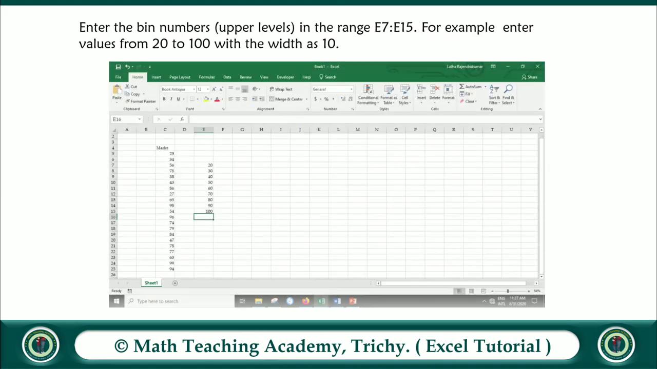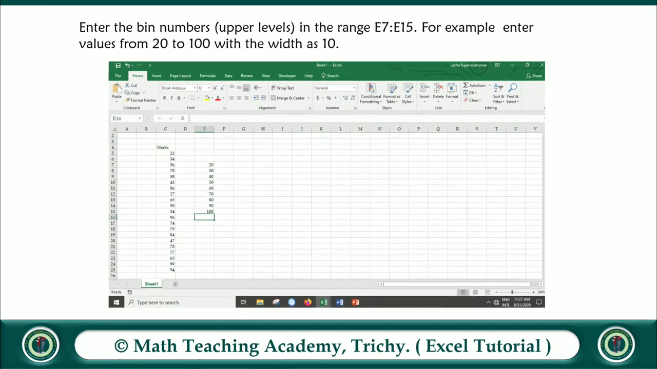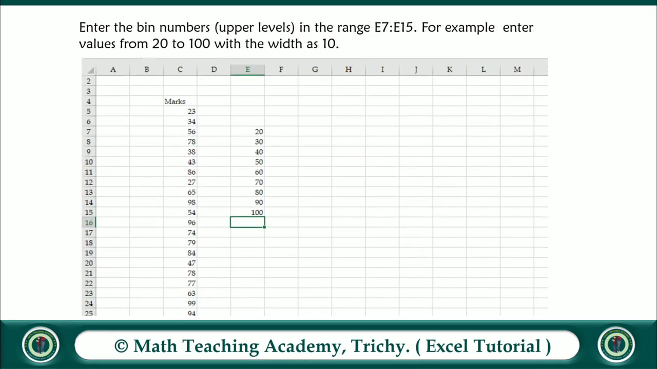For example, enter the values from 20 to 100 with the width as 10, because here the student secured the marks between 20 to 100. So here we have chosen the marks range as 20 to 100 with equal width as 10.